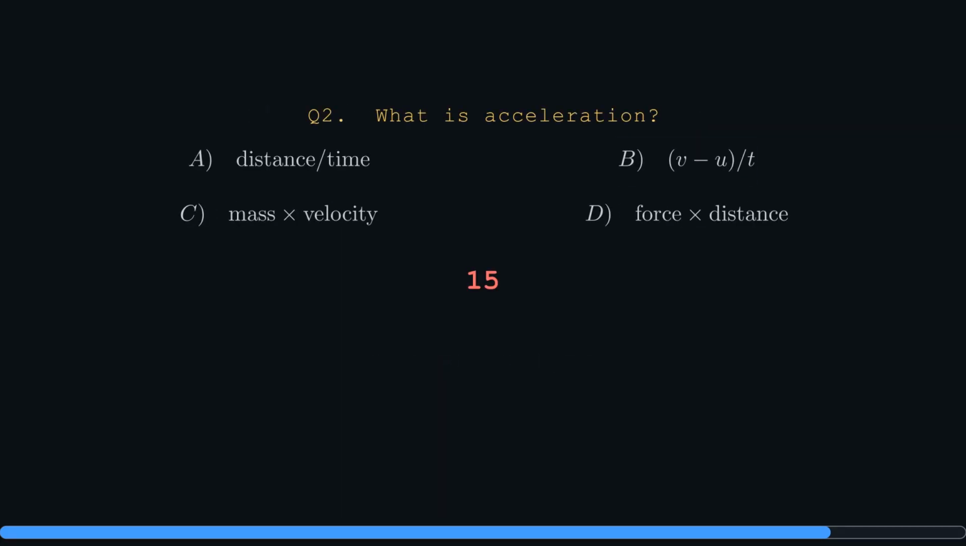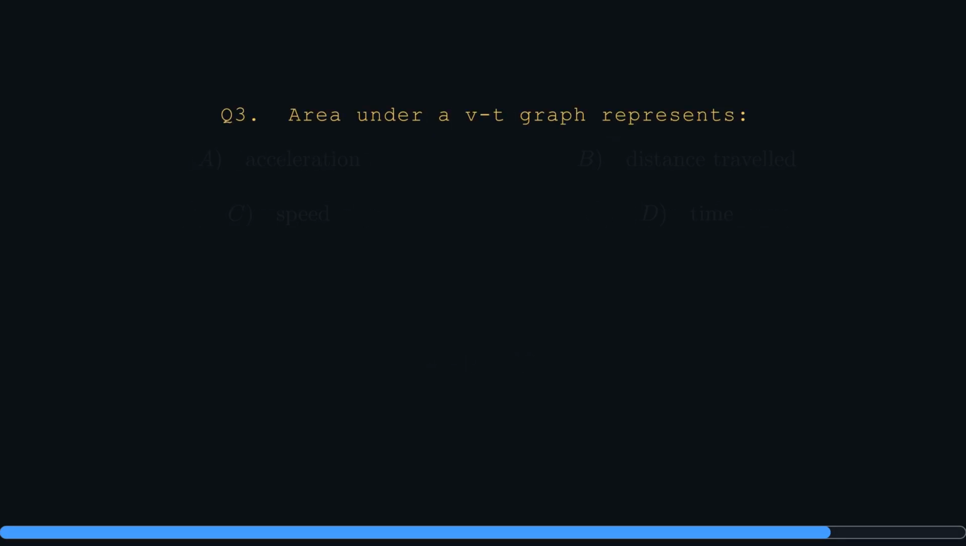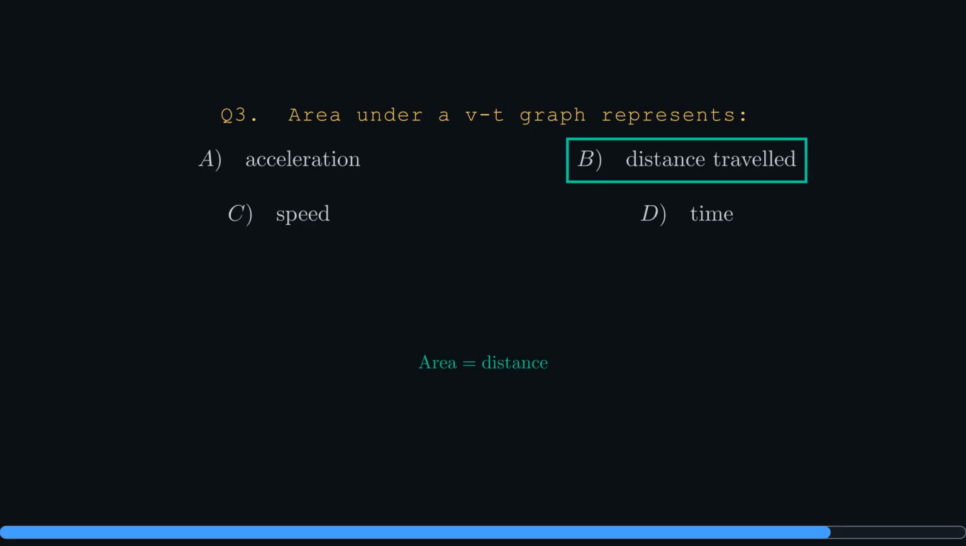Question 2. What is acceleration? The answer is B, final velocity minus initial velocity divided by time. Question 3. On a velocity time graph, the area under the graph represents... The answer is B, distance traveled.